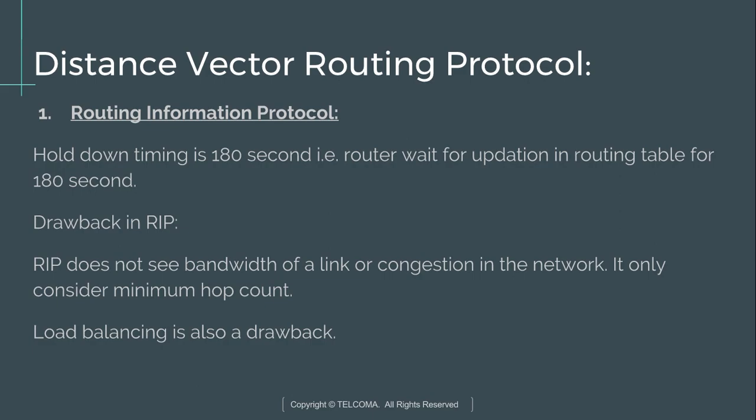In the same way, if there is a link having fewer hops but there is traffic on that link, and another link is free but has a higher hop count, in this case also RIP goes with the link having the lower hop count. So it only considers the minimum hop count and not any bandwidth or congestion in the link. Next drawback is load balancing: it doesn't balance the traffic across the network. So this is also a drawback.